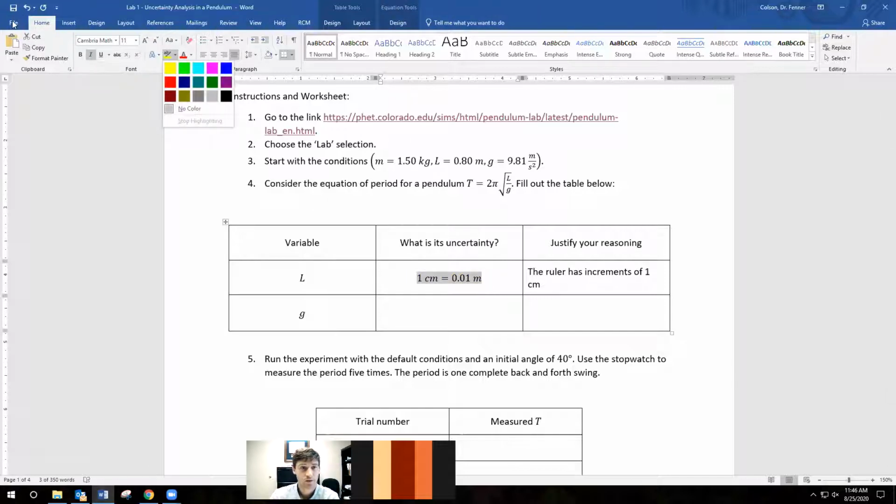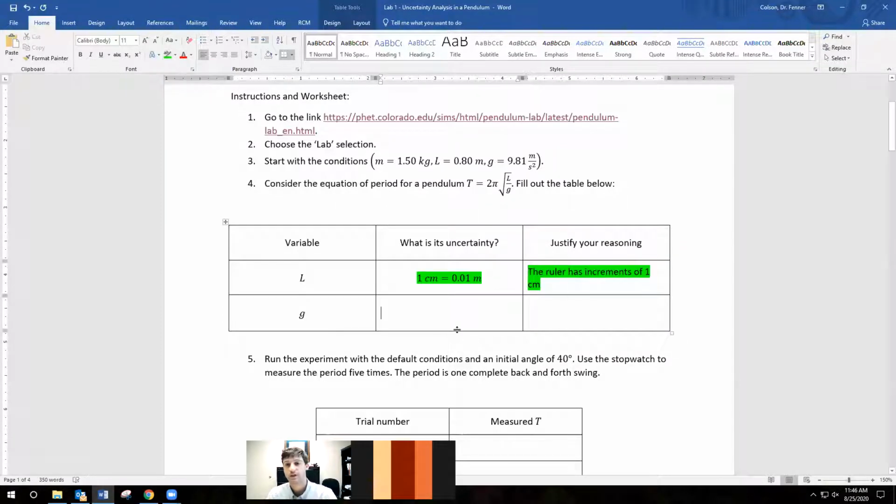It could definitely be useful to highlight your answers. I'll highlight my answers here just to emphasize what you'll have to add to your own lab document report.